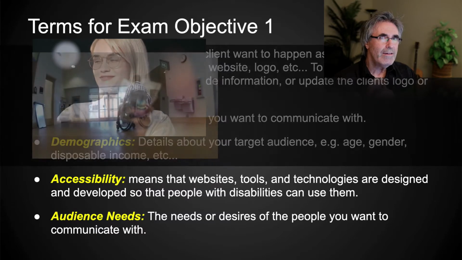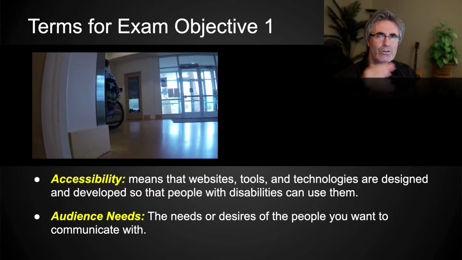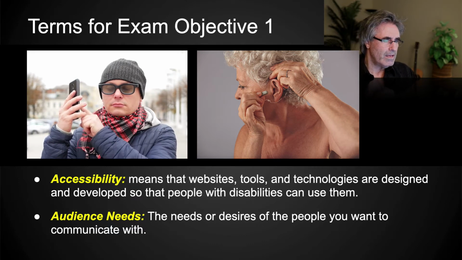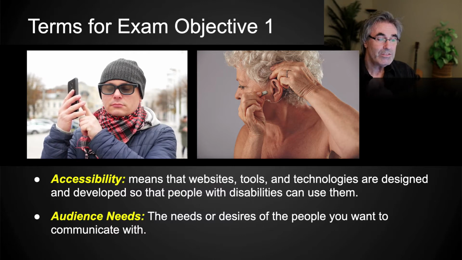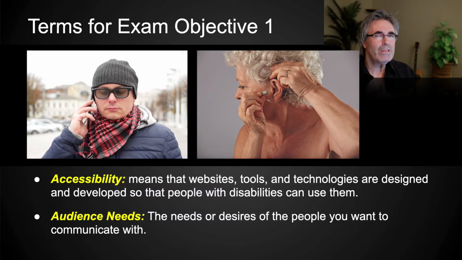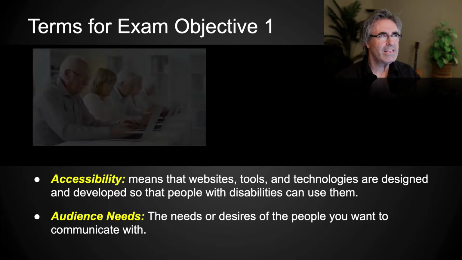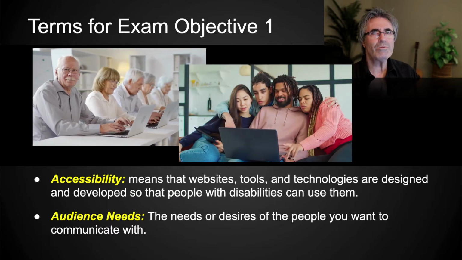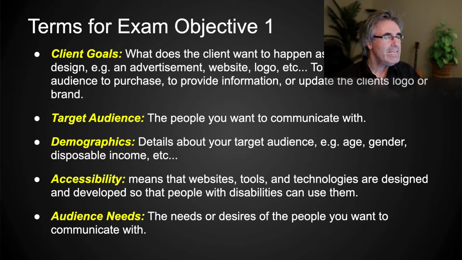Okay, accessibility. Think of wheelchairs and things like that, how buildings are wheelchair accessible. That means they have a little ramp going up. So this is visual accessibility and audio accessibility. It means that websites, tools, and technologies are designed and developed so that people with disabilities can use them. Some people that can't see very well, they'll need more contrast from the background and the text. A site for older people, you want to make the font a little bit bigger. If it's young people, you can make it a much smaller font. So those kinds of things, those are accessibility. Okay, audience needs. The needs or desires of the people you want to communicate with. Pretty simple.